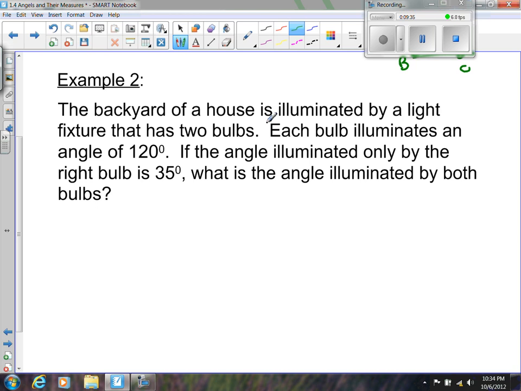The backyard of a house is illuminated by a light fixture that has 2 bulbs. Each bulb illuminates an angle of 120 degrees. So here's bulb 1. It's a 120 degree angle. If the angle illuminated only by the right bulb is 35 degrees, so the right bulb is illuminating only 35 degrees. Here's the left bulb, that's 120. What is the total illuminated angle? Well, 35 plus 120, the total is going to be 155 degrees.